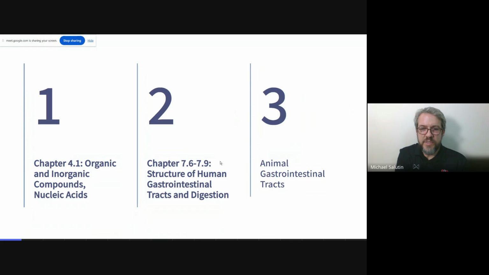So we have 3 sections to cover here. The first is from chapter 4.1 in the textbook, and that is organic and inorganic compounds and nucleic acids. Then we're going to look at chapters 7.6 to 7.9, the structure of the human gastrointestinal tract and digestion. And then finally, we will look at animal gastrointestinal tracts of 2 different types.